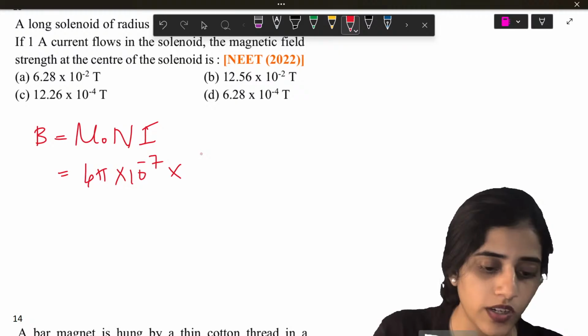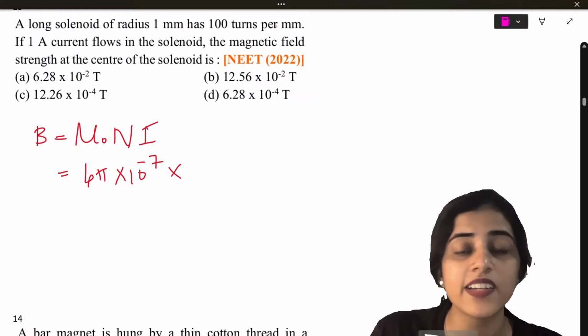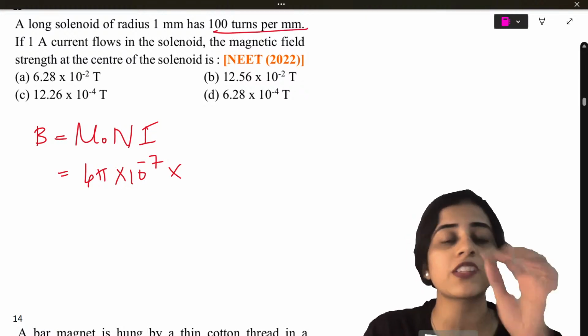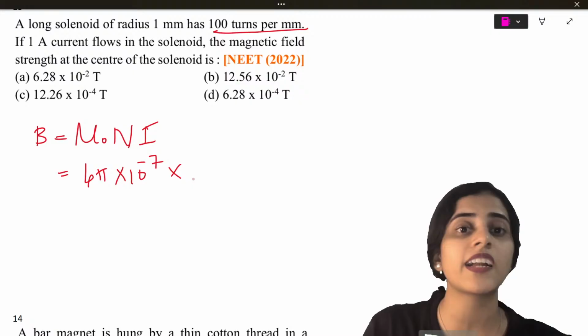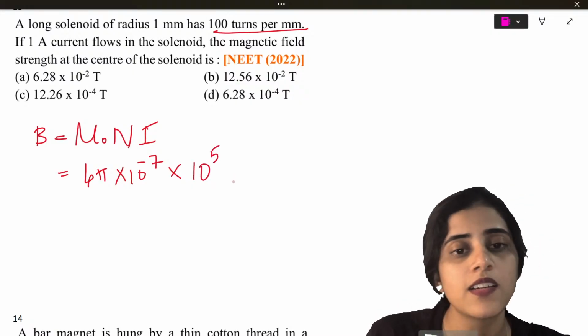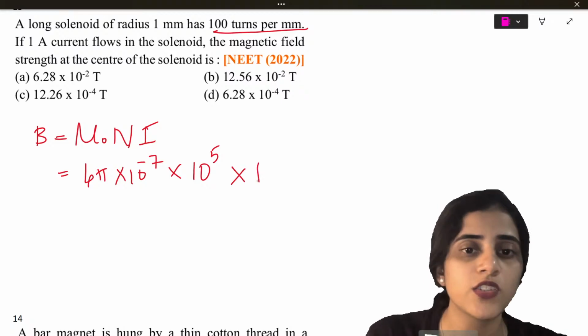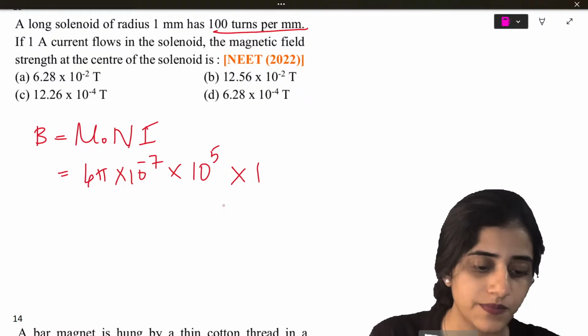And then what is the number of turns? Number of turns, 100 turns per millimeter. Very important, students, 100 turns per millimeter. Don't get confused there. You have to convert that into meters. So it's going to be 10 raised to 5 into 1 amps. Now if you do the math, you'll quickly get the answer.